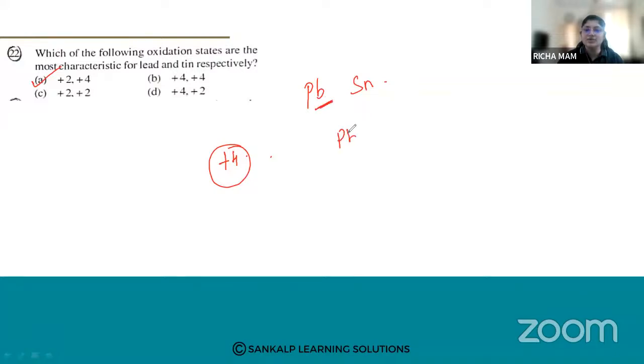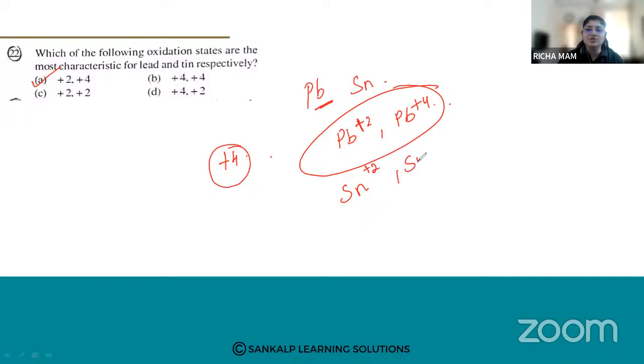Lead can exhibit both the +2 state and commonly the +4 state, because the maximum electrons present will be 4. So either +2 or +4. Similarly, tin also has minimum +2 and maximum +4. The stability of tetravalency decreases, and that of the divalent state increases. Because of that, Pb+2 is more stable than Pb+4, and tin+4 is more stable than tin+2.